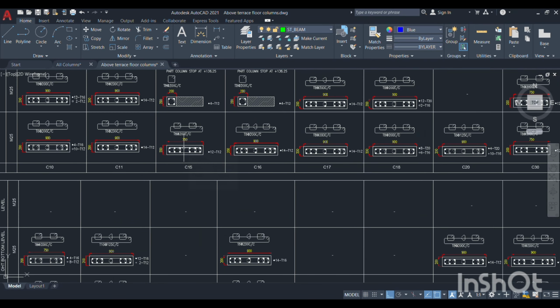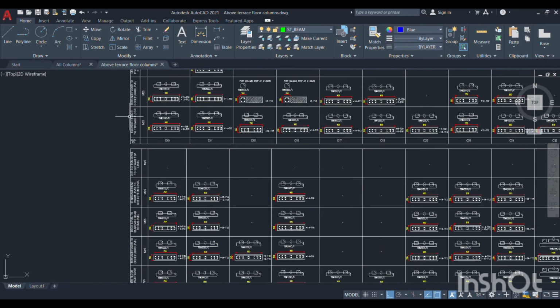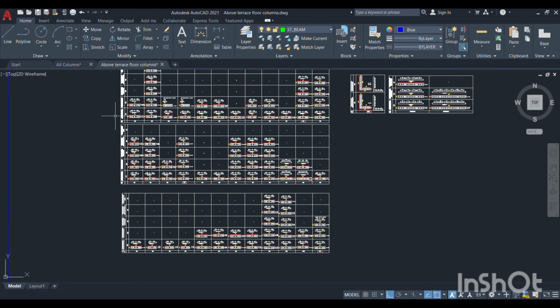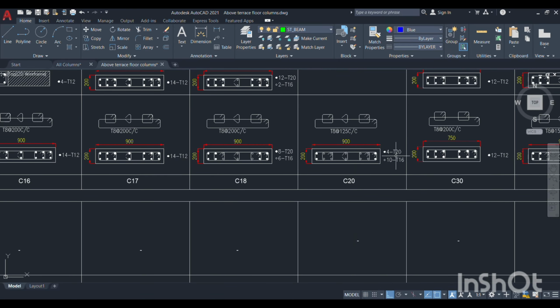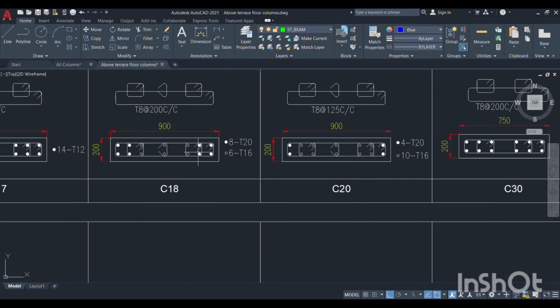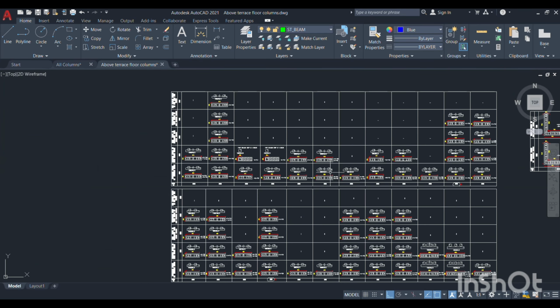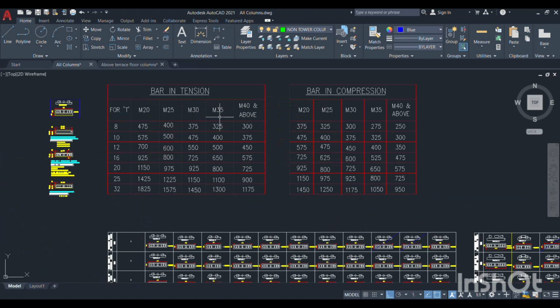Why do we need to update these details? In this level, from the 11th floor to terrace floor, out of 110 columns, some 36 columns have been updated. In these 36 columns we have some 20 dia rods, 16 dia rods and 12 dia rods also. So as per the 16 dia, 20 dia and 12 dia, our lap length has some changes. What is our lap length?